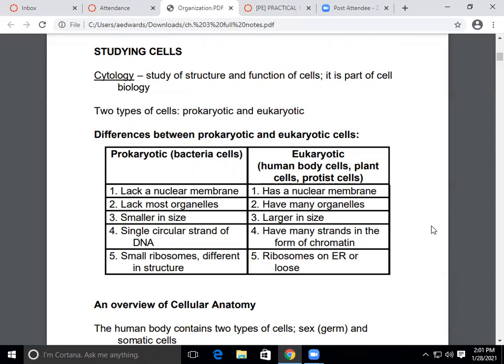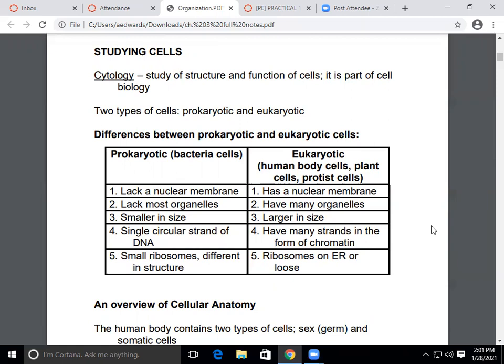And when we say eukaryotic, we're talking about the cells in your body. We're talking about animal cells, plant cells, protocells. Prokaryotic cells are smaller in size, and eukaryotic cells are larger in size.